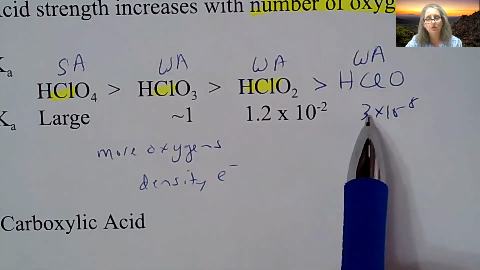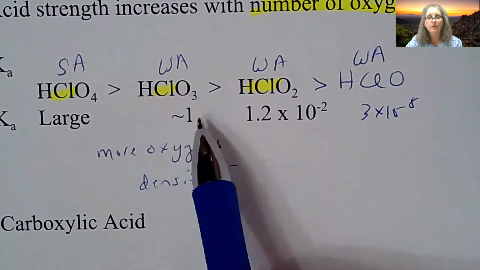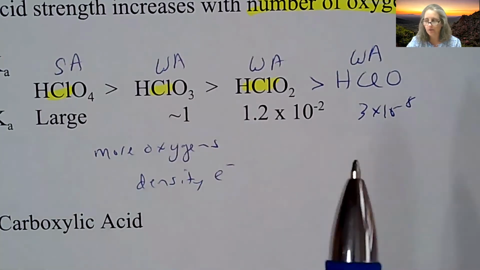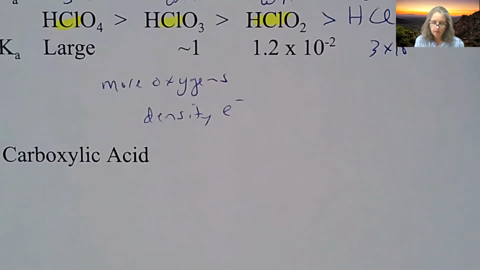Because even if you look at your Ka values here, you will see even with HClO3, you have a very large Ka here. So a lot of the H comes off. And that's pretty much done with oxyacids.